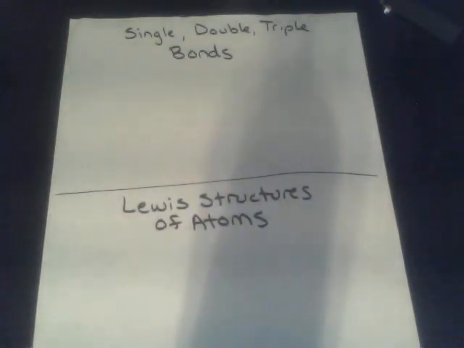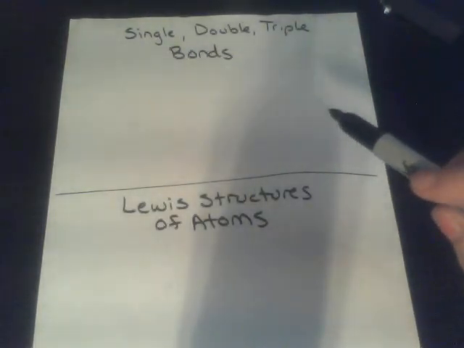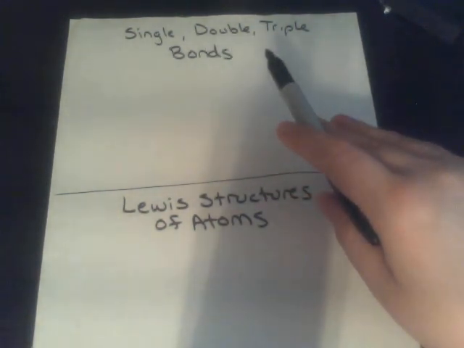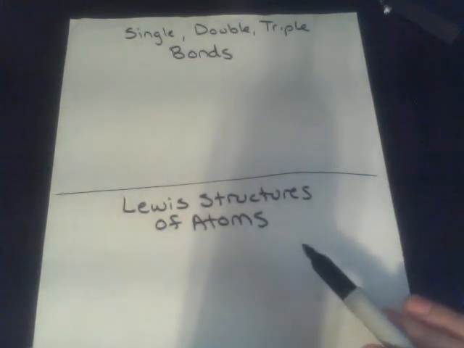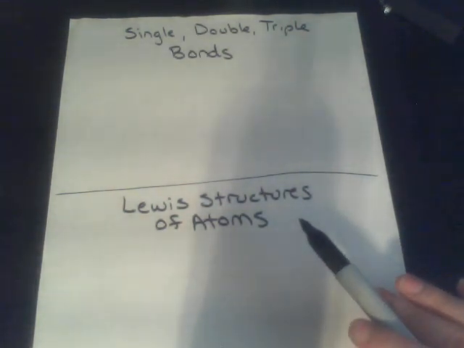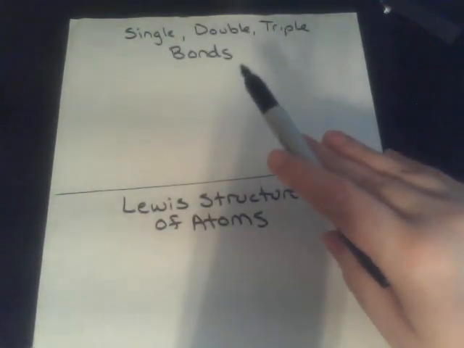Okay, so for this video, we're going to go over two quick concepts. I'm going to go over what a single, double, and triple bond is and the properties of that, and then we're going to switch gears and go to a Lewis structure of single atoms. So a single, double, or triple bond.